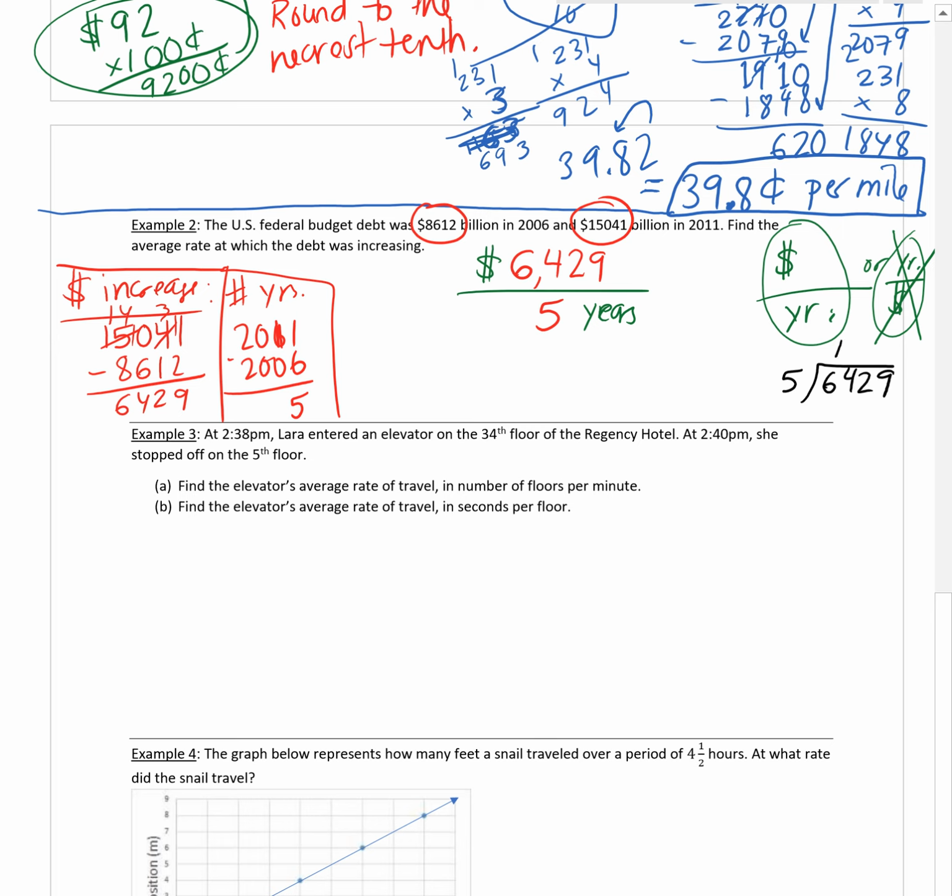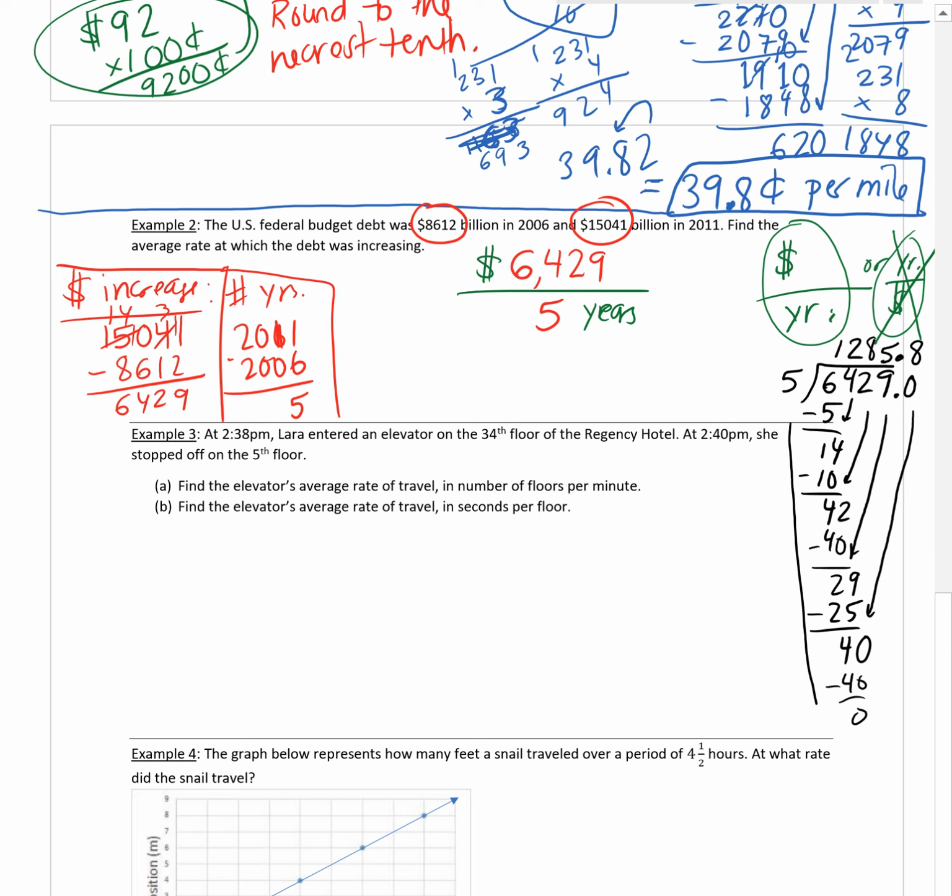6,429. 5 goes into 6 once, with 1 left over. 5 goes into 14 twice, with 4 left over. 5 goes into 42 8 times, with 2 left over. 5 goes into 29 5 times, with 4 left over. Oh, geez. Okay, one more. If I bring down this 0 by putting a decimal there, 5 goes into 40 8 times exactly. Whew. Alright. Good, that was a close one.